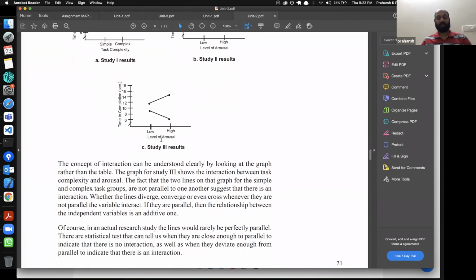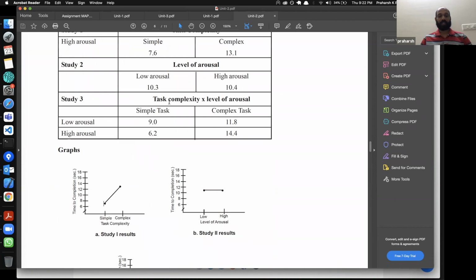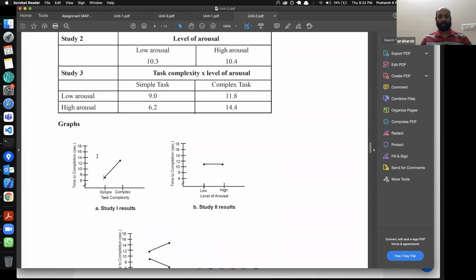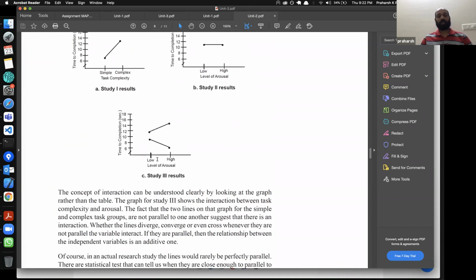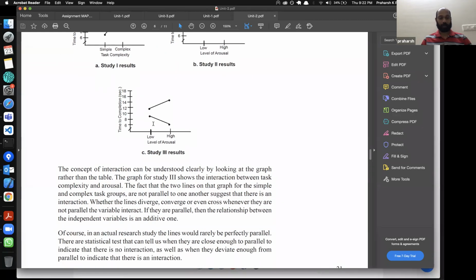Now there is a way of reading this. Whenever these two lines are converging, that means there is an interaction between these two factors, the task complexity and the level of arousal. If there is no interaction at all, these two lines will be parallel. And mostly, in any of the cases, it won't be parallel. Usually, for all practical purposes, they'll be converging somewhere.